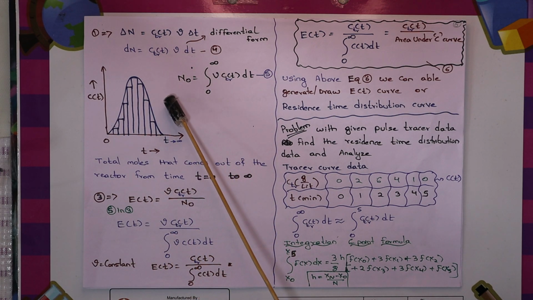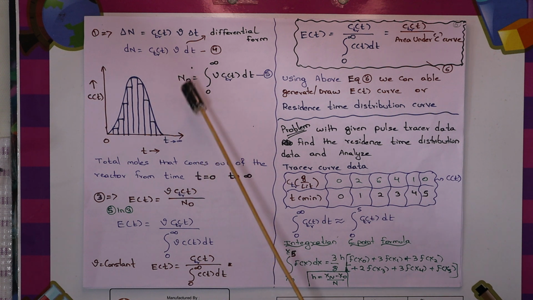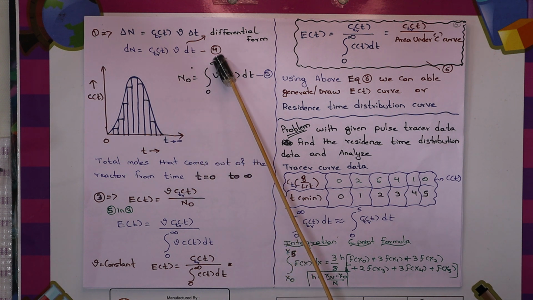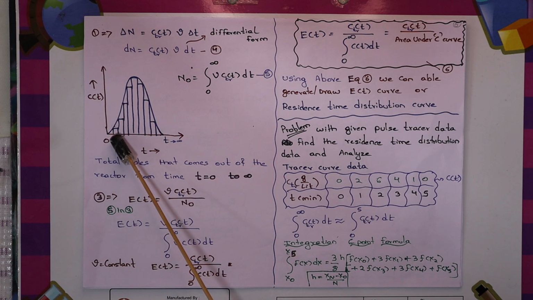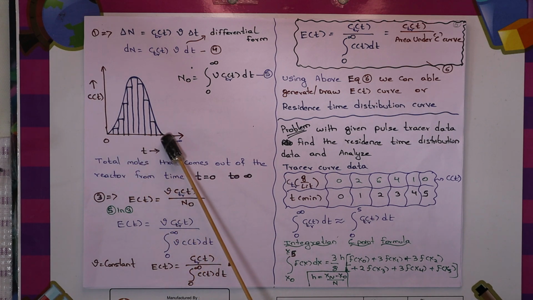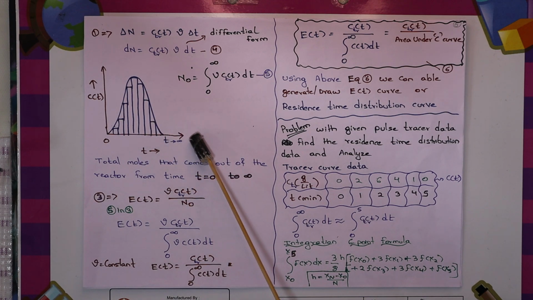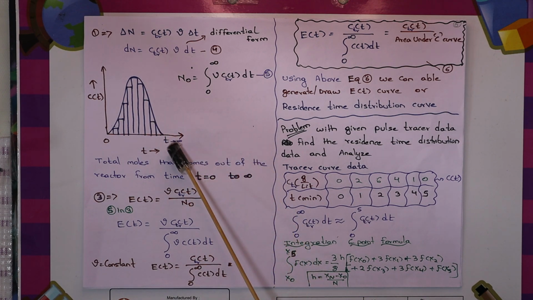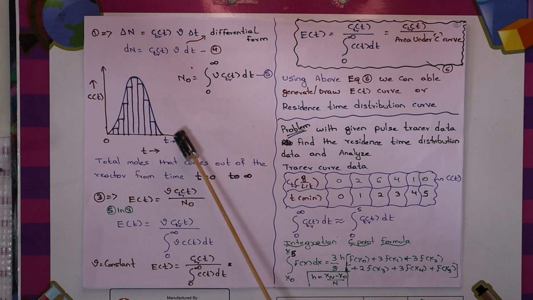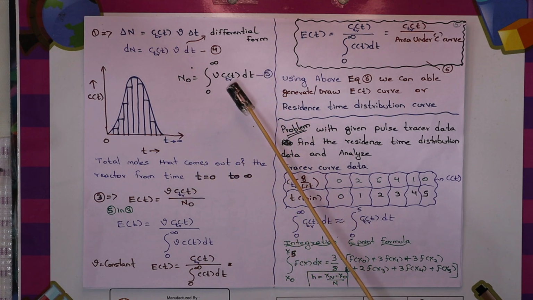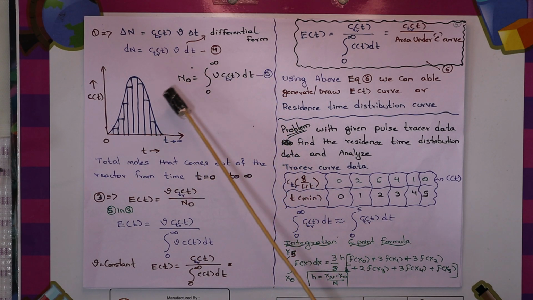Finally, we integrate this particular equation from time t equal to 0 to t equal to infinity. Why infinity? If you are getting tracer at the exit until infinite time, this graph will extend. It won't actually extend to infinity, but for the sake of easiness in the integration, let us integrate this.